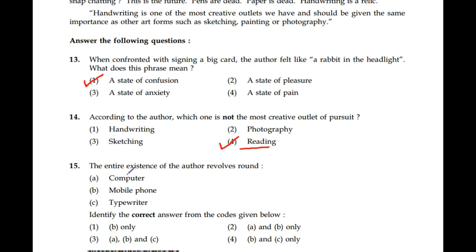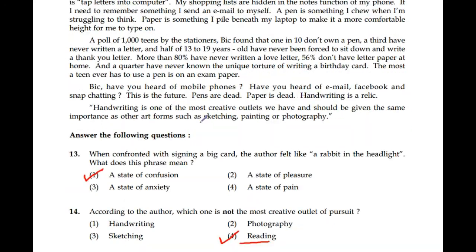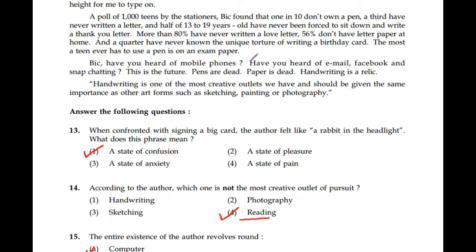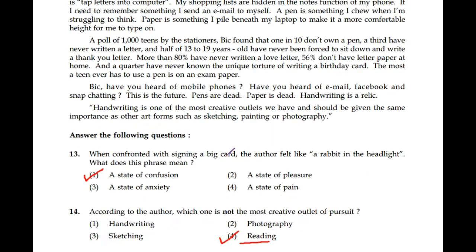Now question number 15. The entire existence of the author revolves around computer, mobile phone, typewriter. Identify the correct answer from the codes given below. So the correct is A and B, not typewriter. So the second one is the correct answer, A and B only. The author frequently used computer and mobile phone; typewriter is not mentioned in the passage.